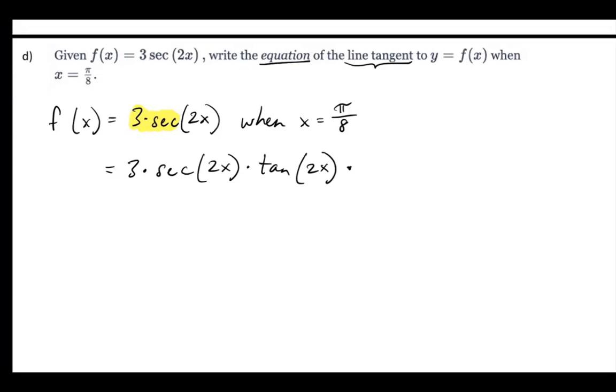All right, and then the other layer is the inside. The derivative of 2x is just 2.